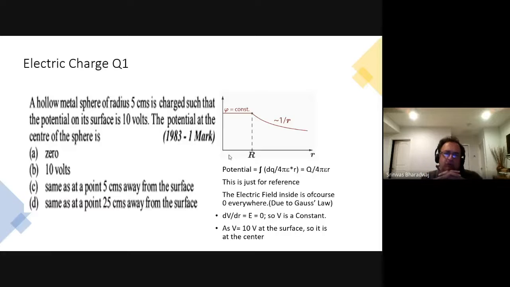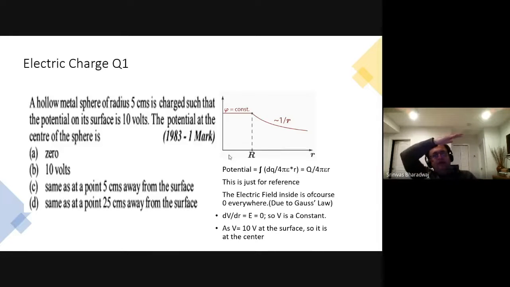So, a hollow metal sphere is charged such that the potential on its surface is 10 volts. The potential at the center of the sphere is what? Remember that inside a charged sphere, there is no electric field. What does that mean? It means E is equal to minus dV by dr, and E is equal to 0 inside the metal sphere, and that comes from Gauss's law.